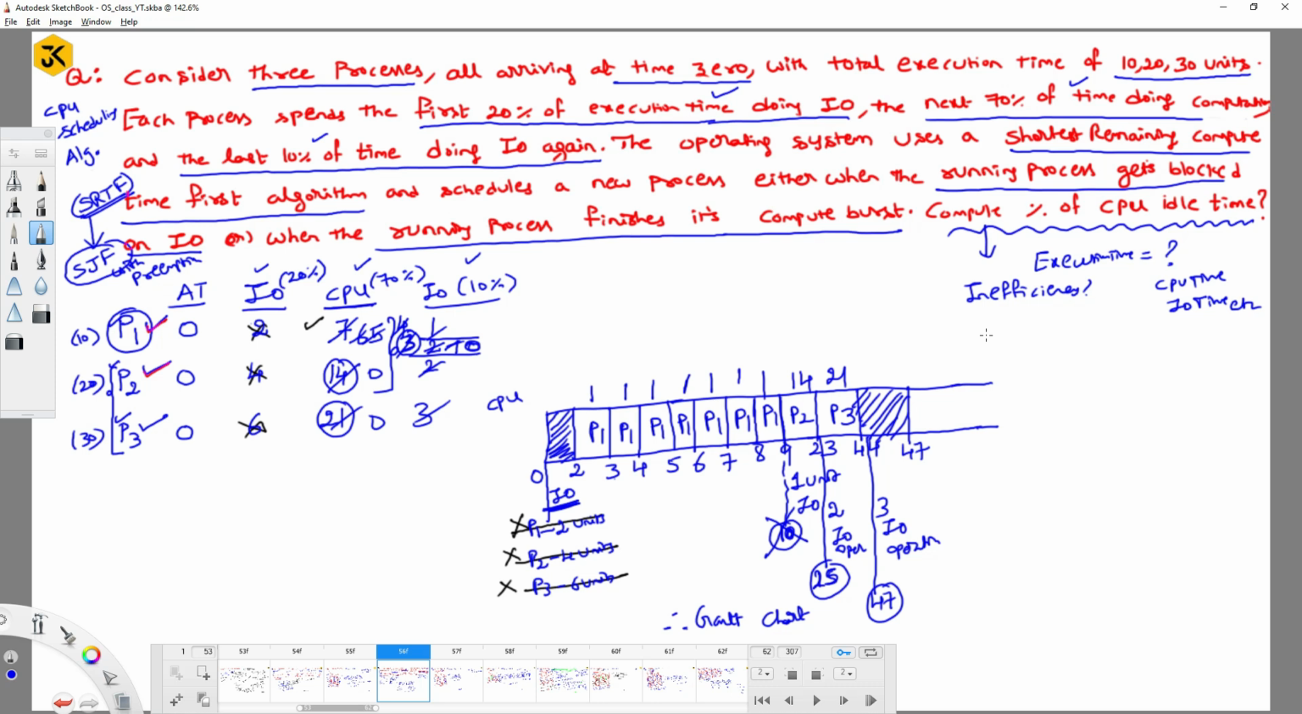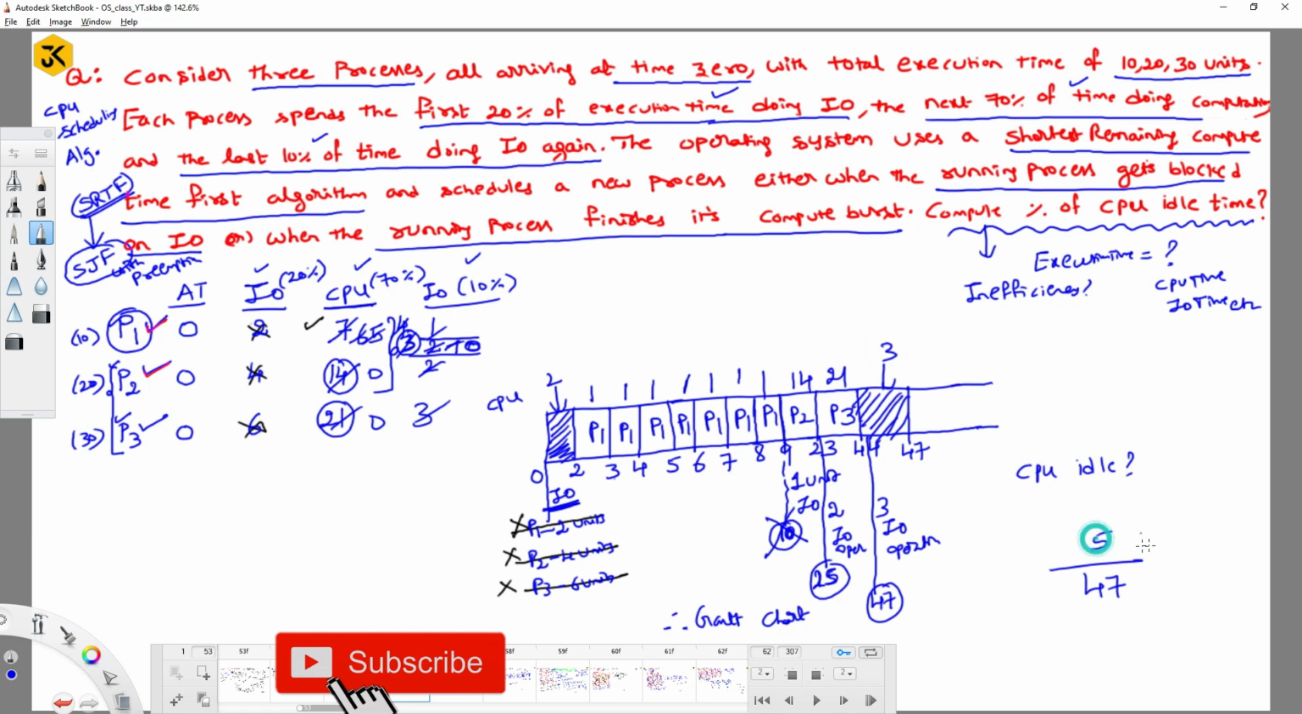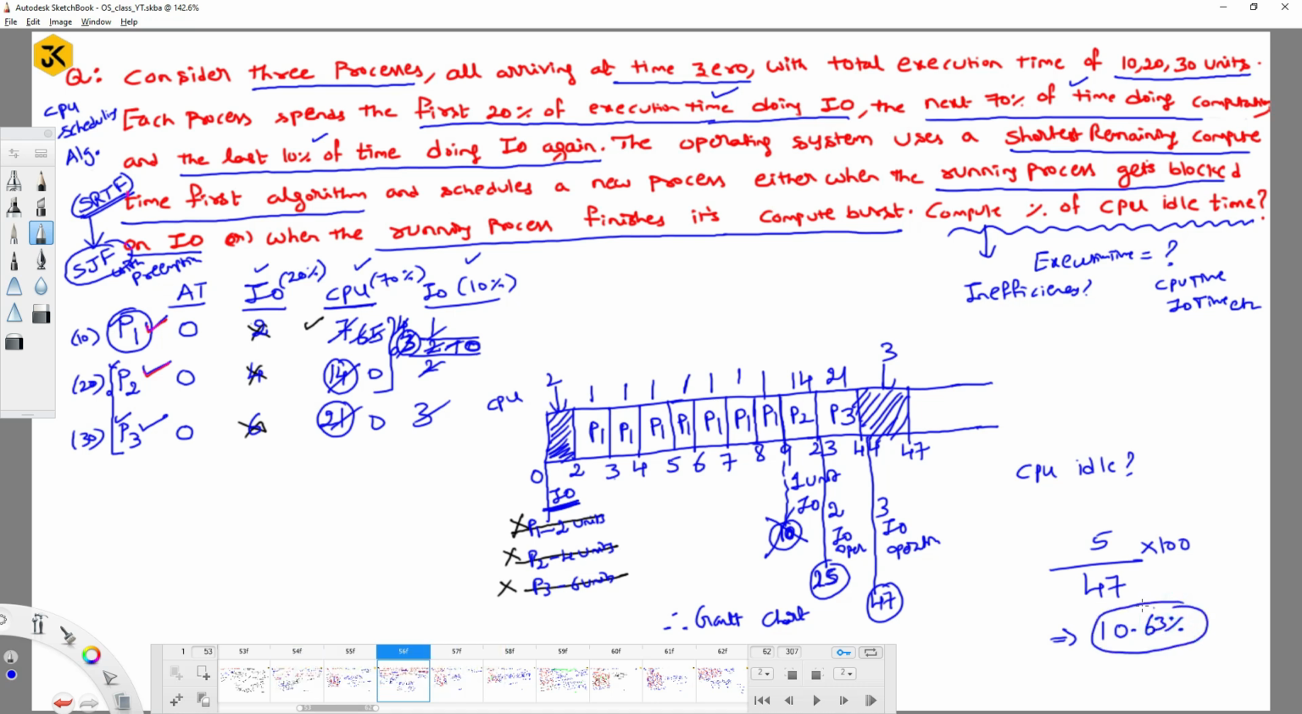CPU idle time is what? How much time is the CPU idle? We have allocated 47 units of time. Out of that, here the CPU is idle, here also, so this is total 2 units and this will be 3 units, total 5 by 47 into 100, which is equal to 10.63%. That is the CPU idle, meaning the inefficiency of the CPU is 10.63%. Hope you understood this video clearly, guys.